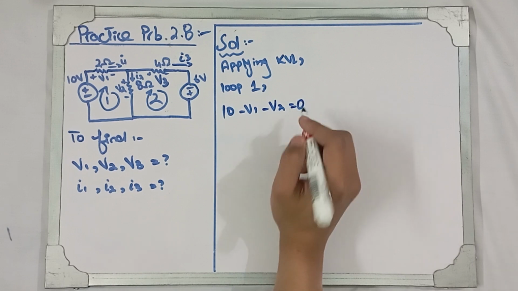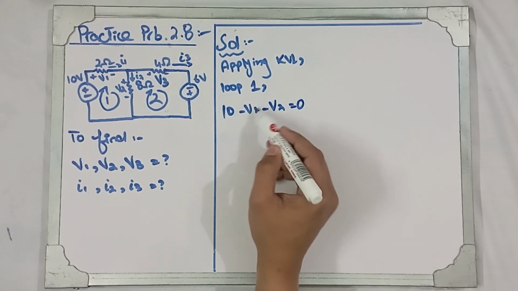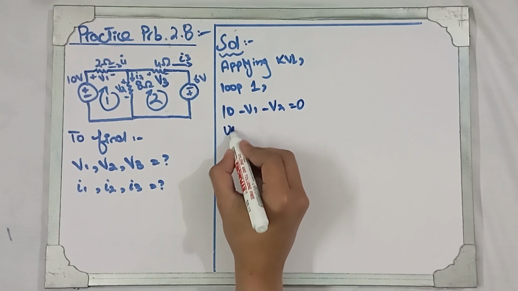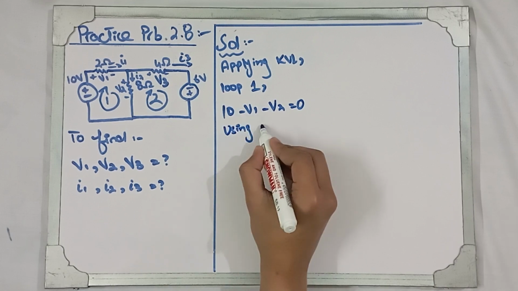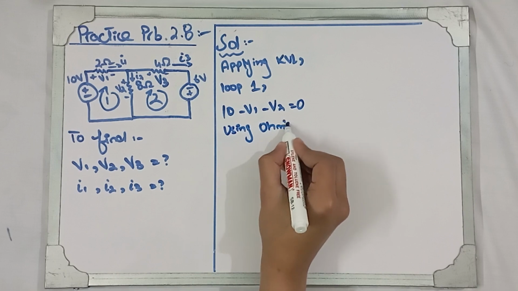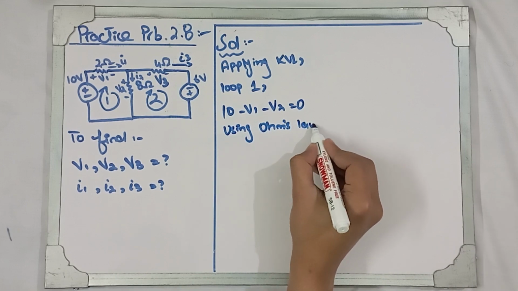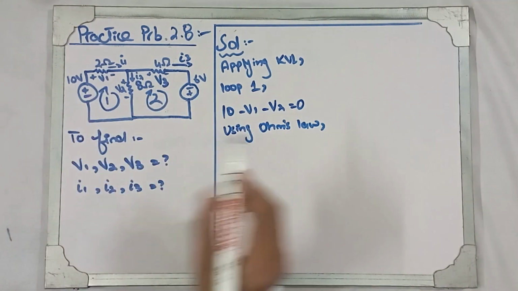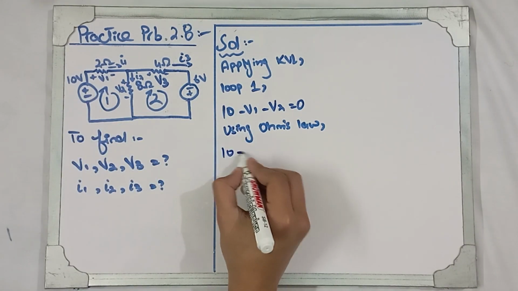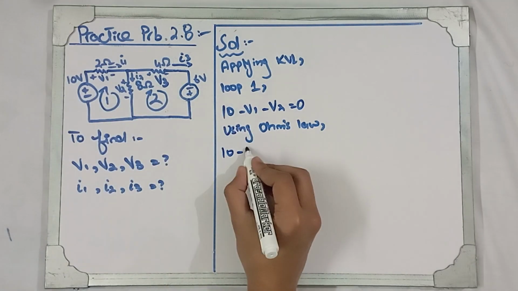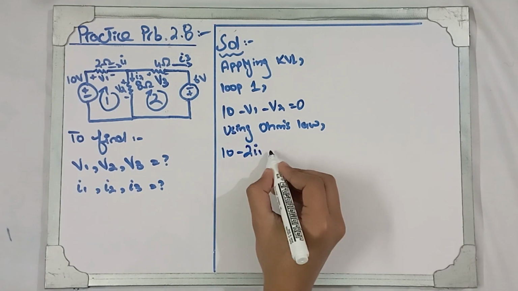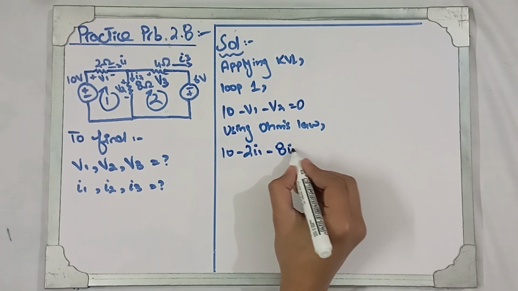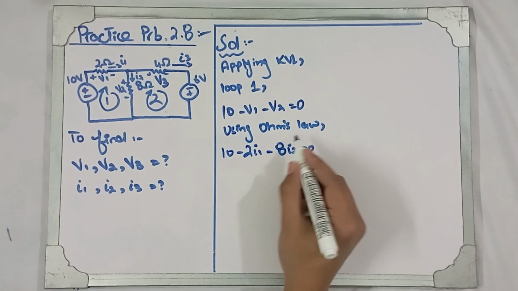And now we will apply Ohm's law. So using Ohm's law, for V1 I will apply Ohm's law and it will become 2I1. So 10 minus 2 ohms is the resistor and I1 is the current flowing through it, minus 8 and the current flowing through it, that is I2, equal to 0.